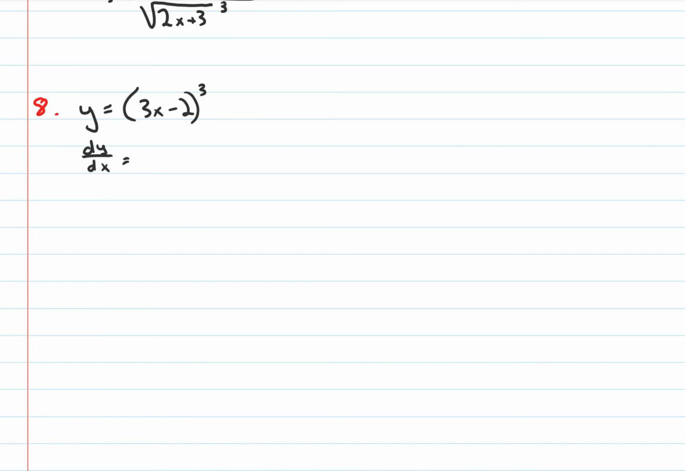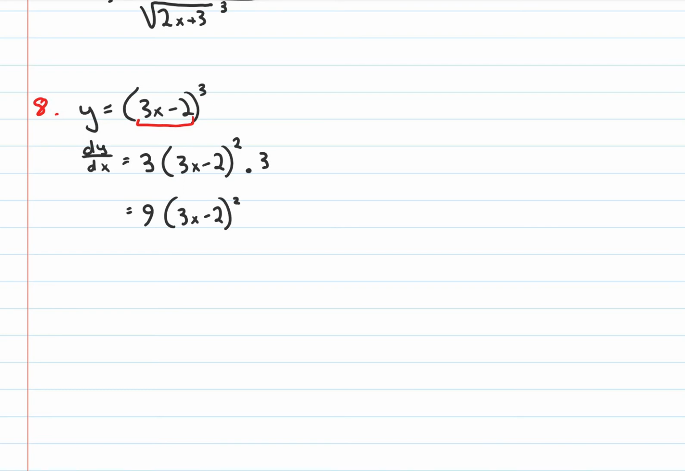It's chain rule, so differentiate the whole thing first. So 3x minus 2 to the power of, and 3 minus 1 is 2. And then multiply that by the internal bit differentiated, which is just 3. And this will give us 9(3x minus 2) to the power of 2.